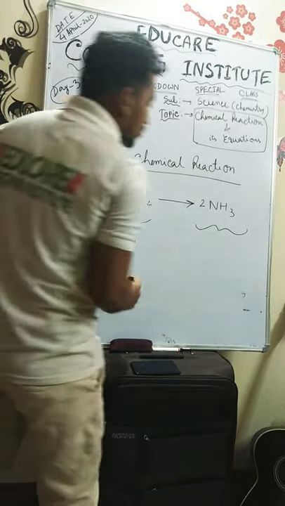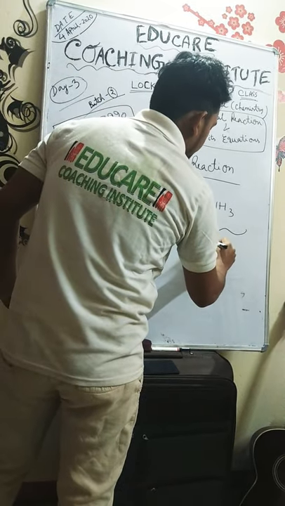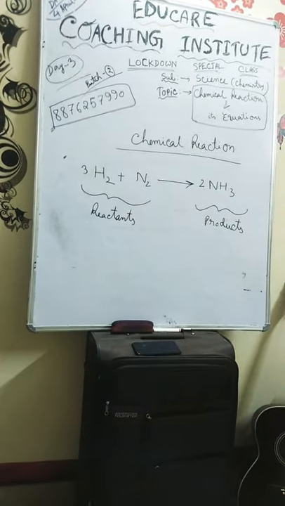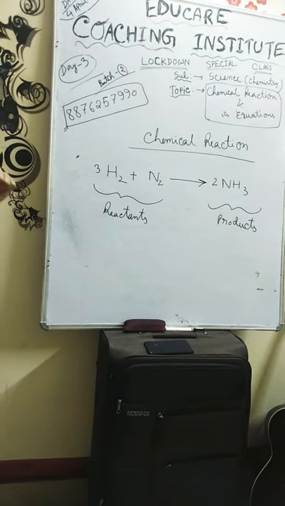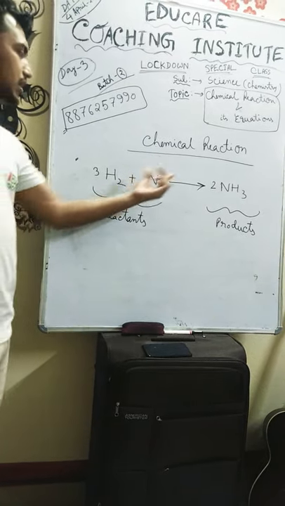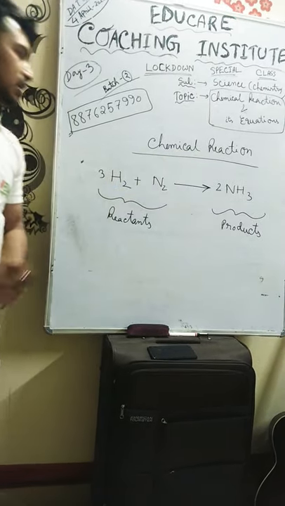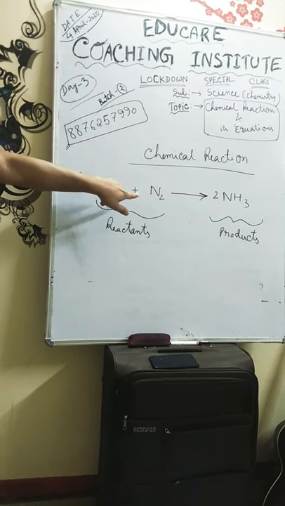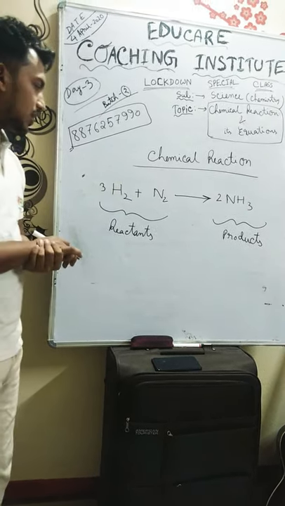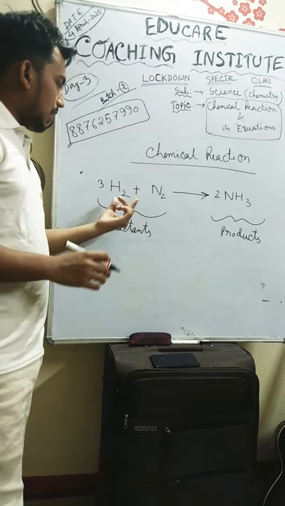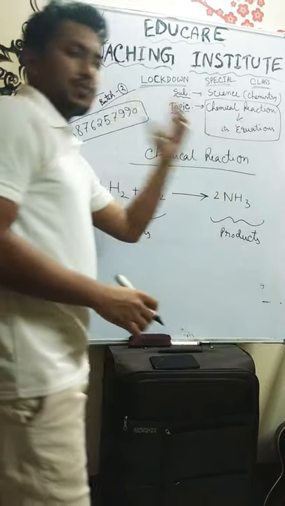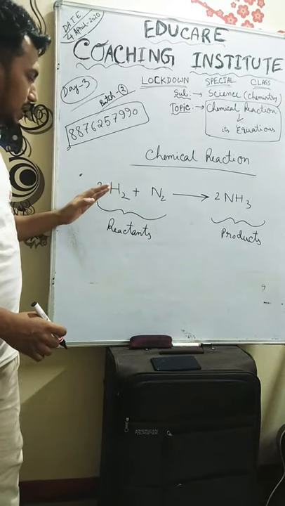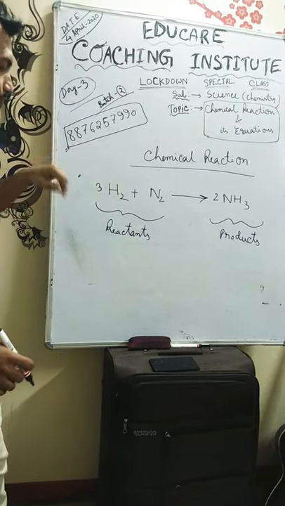And the produced substance is called products, or product. Okay. So what we can see in the chemical reaction here is that two different types of substances combine together and form a different substance. See, what is the main point in this reaction?